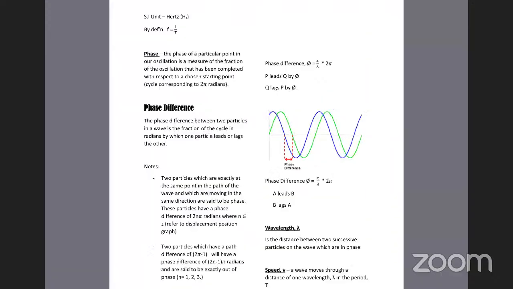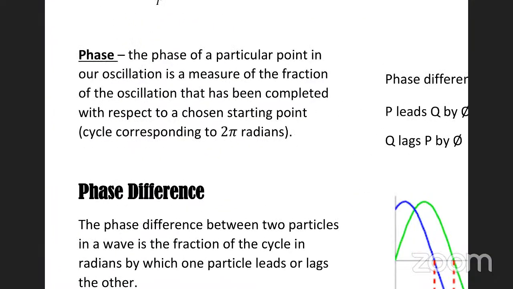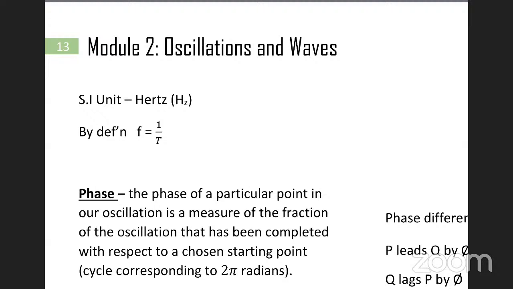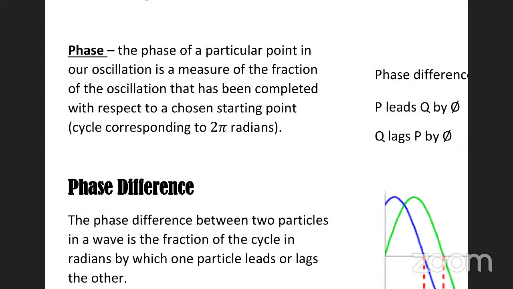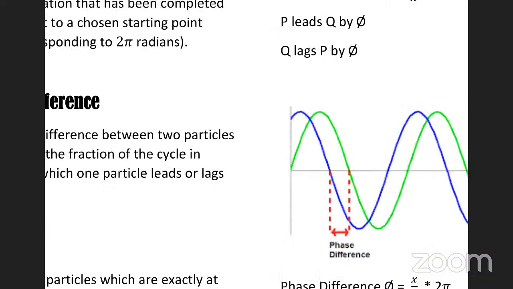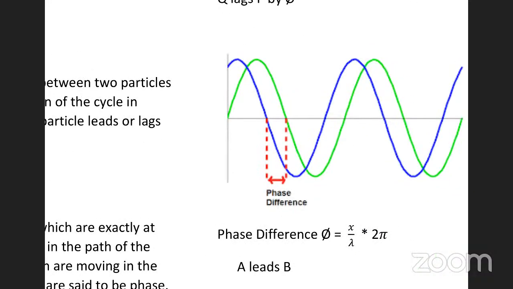Now we're going to focus on something called phase difference. The phase of a particular point in our oscillation is a measure of the fraction of the oscillation that has been completed with respect to the other. So if you look here, I want to show you in a simulation as well. There's a blue wave and a green wave. The phase difference between them is the fraction, or this distance x, the fraction.